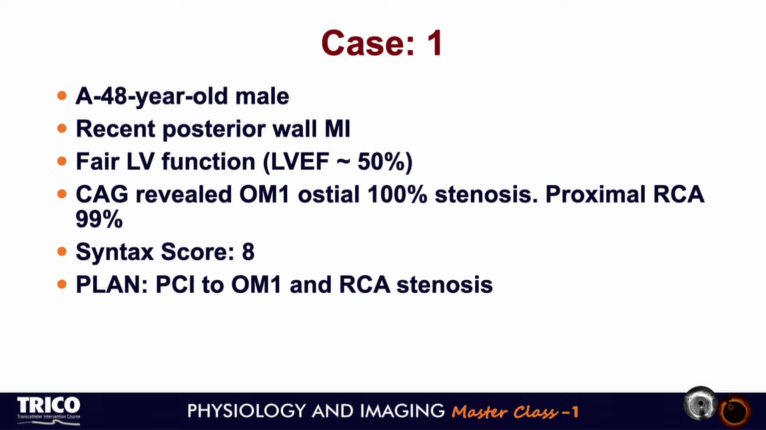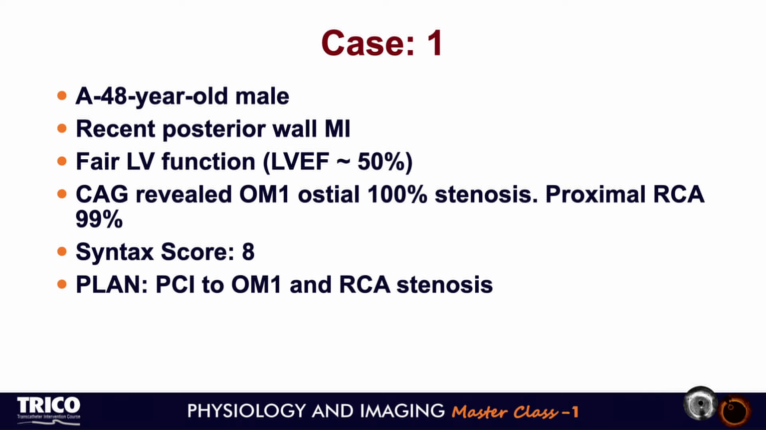So, this is a 48-year-old gentleman presented with recent posterior wall MI, fair LV function, and angiogram reveals OM 100% stenosis. It looks like a thrombotic lesion, and proximal right 90%, low RCA. We are planning PCI, OM and RCA.